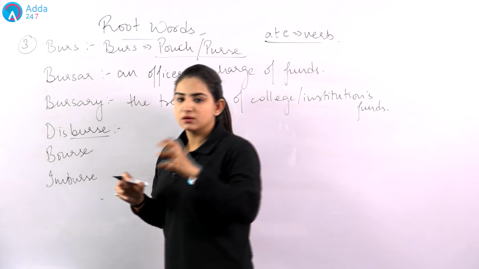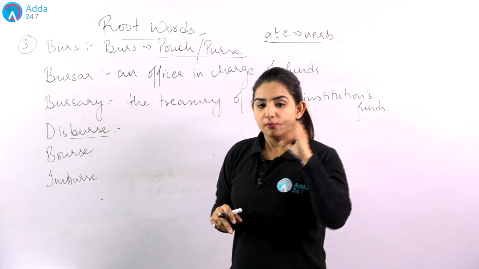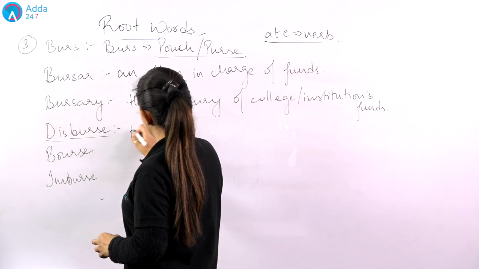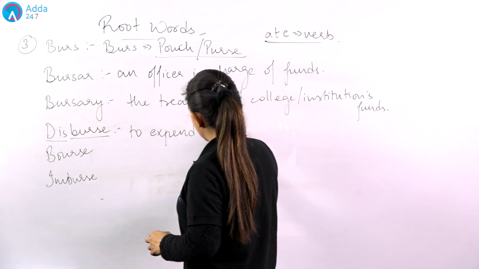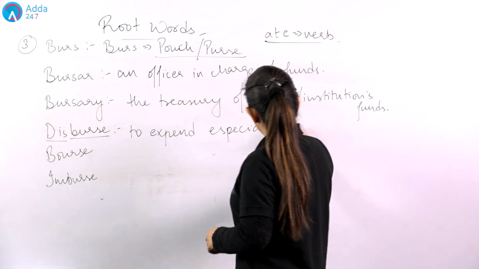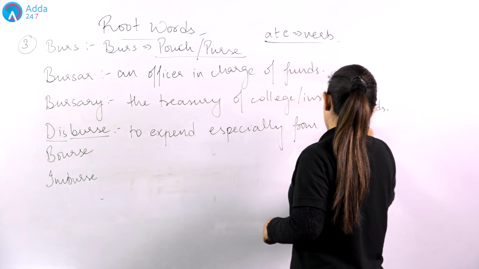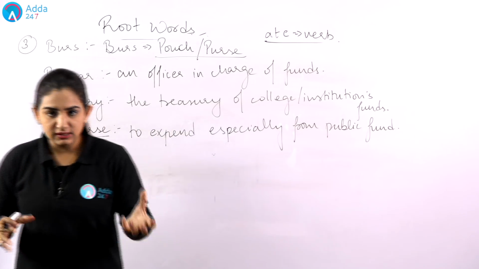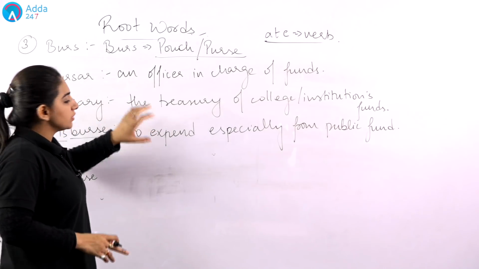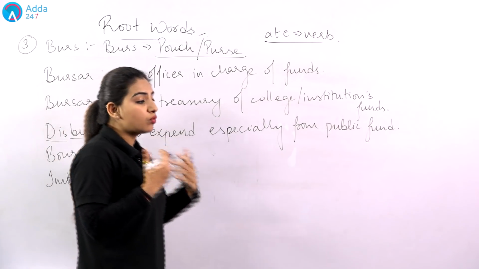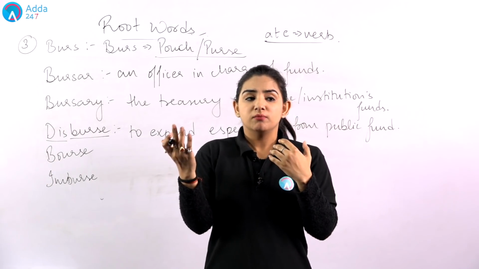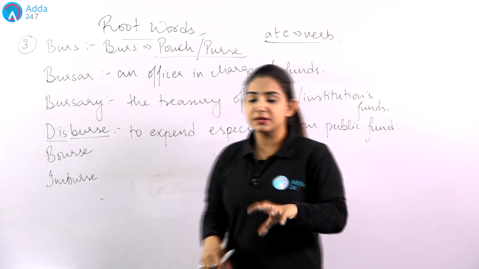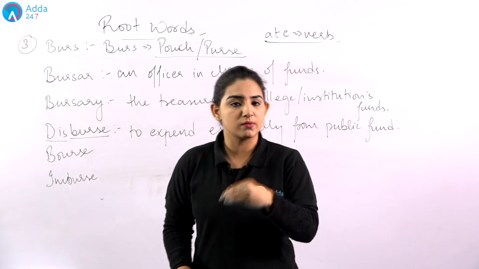Disburse, see, burse means money, burse means pouch, burse means purse, but dis means what? Separate, to get away. So disburse, what does this mean? It means to expend, especially from public funds. For example, if we refer to the government, we give taxes, that is collected, and from that an amount is expended for our benefit, and that is taken from public funds only. So if somebody is taking an amount from public funds to do something, that is what we mean by disburse.